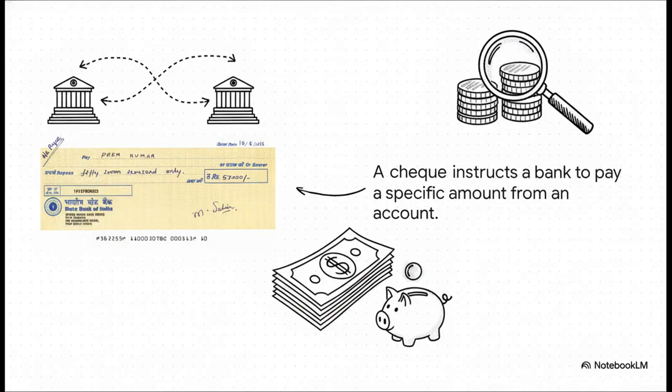Another facility linked to demand deposits is the check. A check is simply a paper instructing the bank to pay a specific amount from your account to another person's account. This way, payments can be made without using any cash at all.